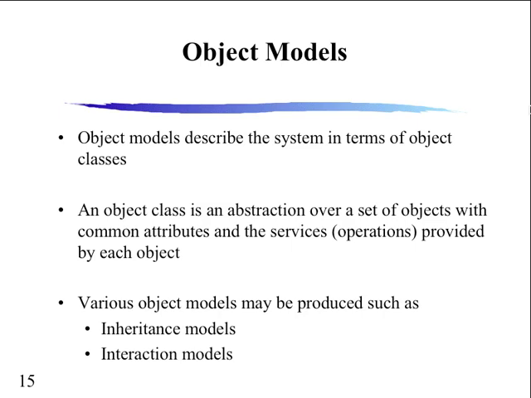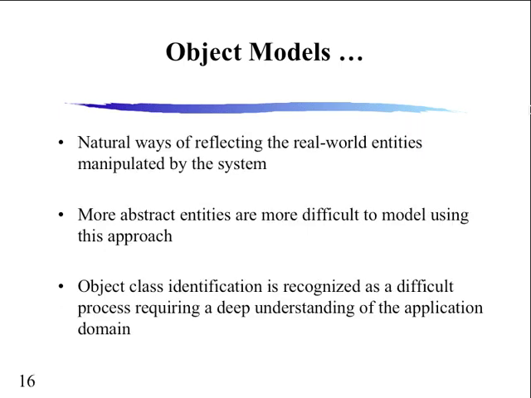But object diagrams are actually showing different things than class diagrams, because they're showing a different level of detail. Various different object models can be produced: inheritance models, interaction models, a natural way of reflecting the real world, manipulated by the system. In terms of why object models are used, it's closer to reality sometimes. You're representing the real world in terms of objects. So the big selling point of object orientation is that it's closer to the real world. Yeah, not really, but I don't know.